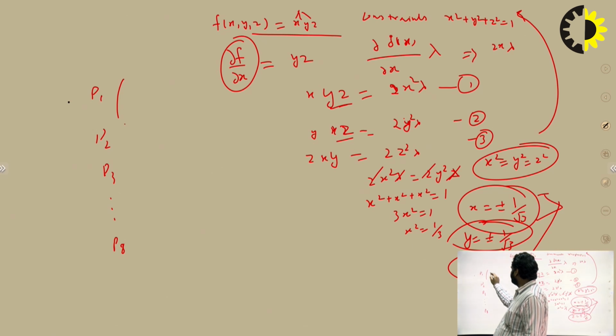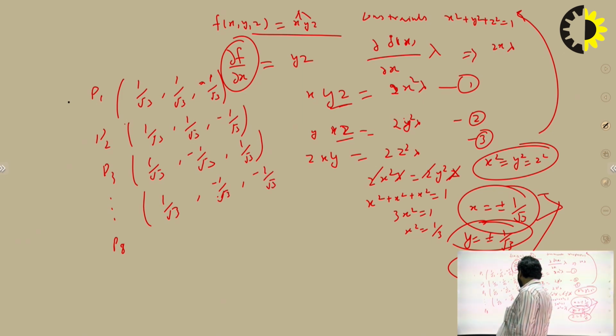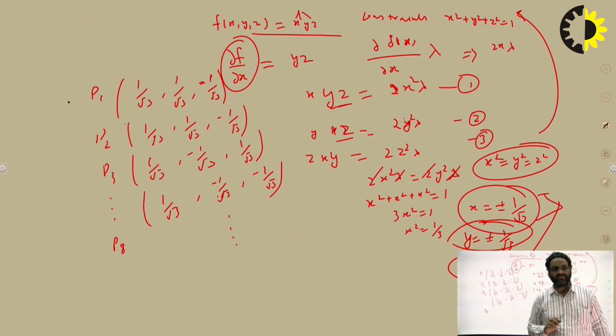First point is 1 upon root 3, 1 upon root 3, 1 upon root 3. In the same way, 1 upon root 3, 1 upon root 3, and this is minus 1 upon root 3. And in the same way, 1 upon root 3, minus 1 upon root 3, 1 upon root 3. This is 1 upon root 3, minus 1 upon root 3, minus 1 upon root 3. So there are a number of points we are getting by solving this one.